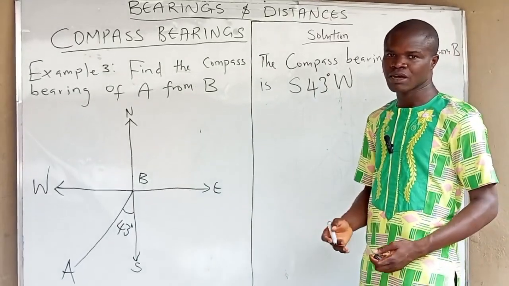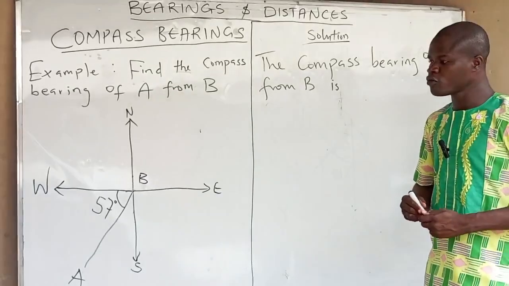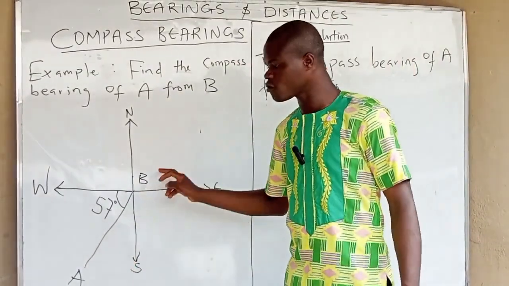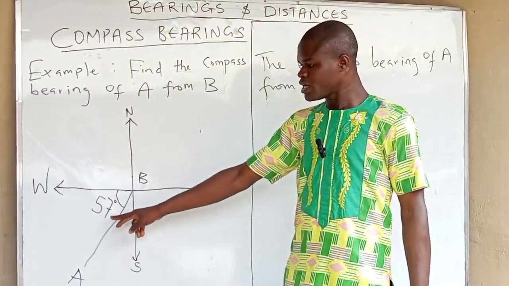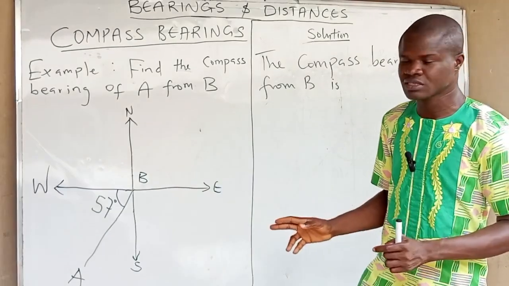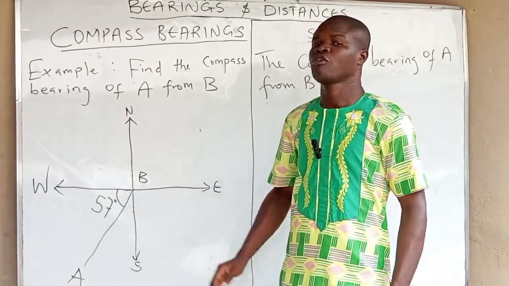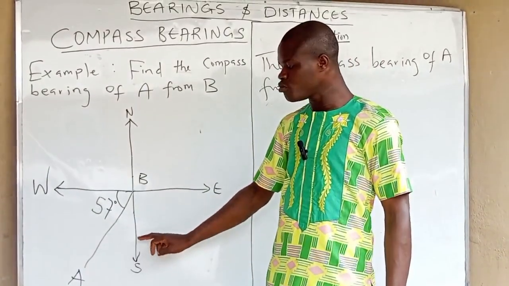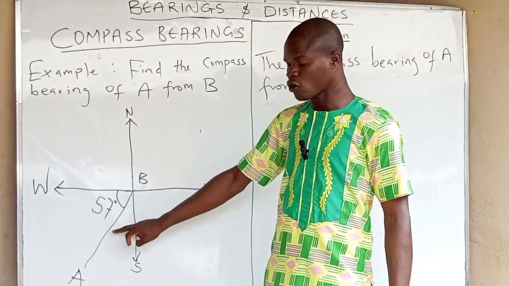So let's take example number 4. Look at question number 4. We are asked to find the compass bearing of A from B. Here the angle where it was positioned is not a compass bearing value yet, because a compass bearing value for an angle in the southwest must be the angle between the south and the object.